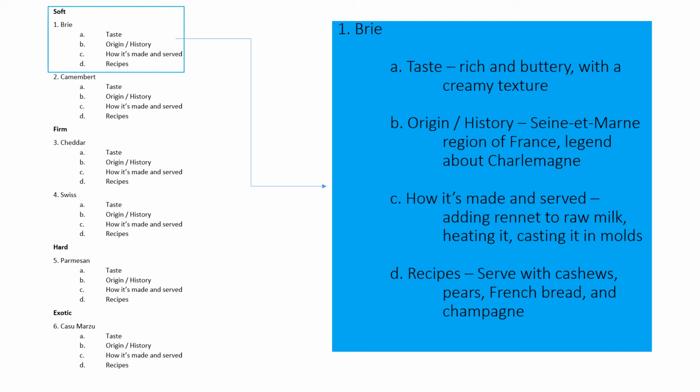As the outline begins to sprawl out, I might even consider dropping a few of the cheeses that I was going to write about, since it looks like I might have material for more than 4 pages. Maybe I'll get rid of Camembert and Swiss, so that I only have one cheese to discuss in each of my main categories: soft, firm, hard, and exotic.